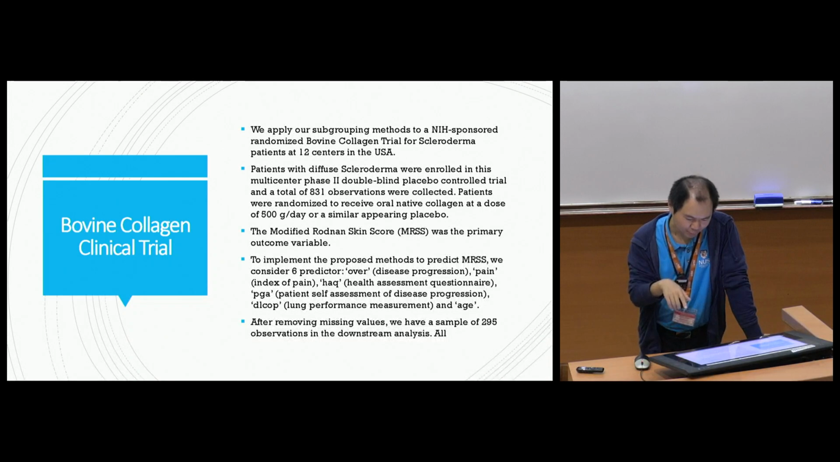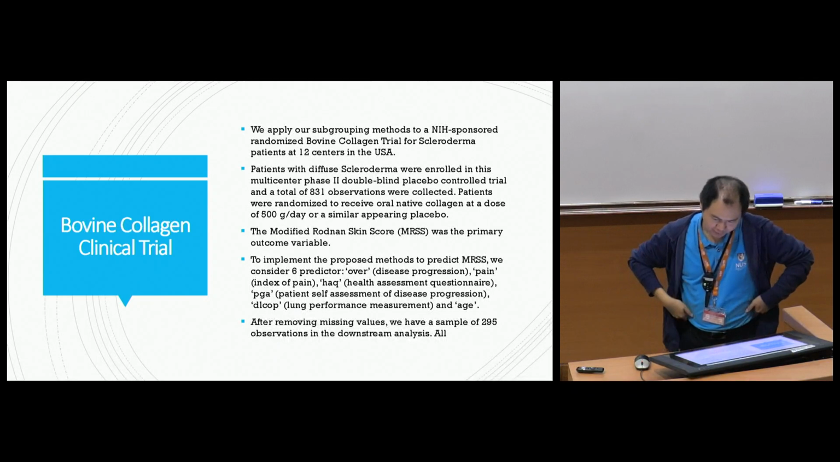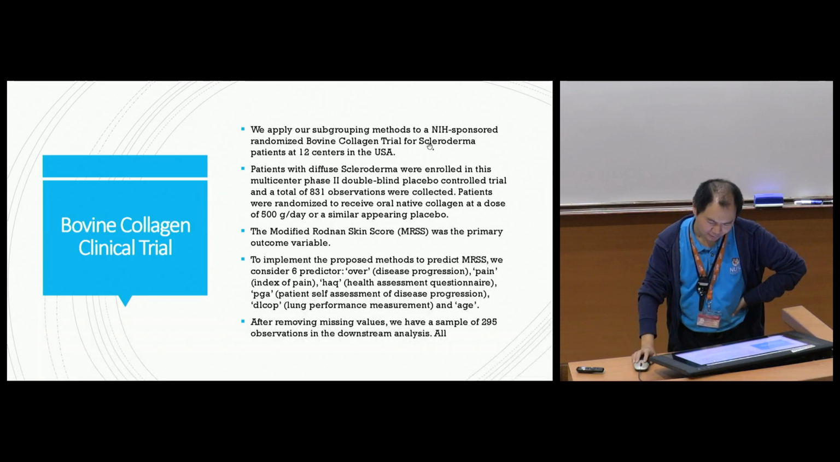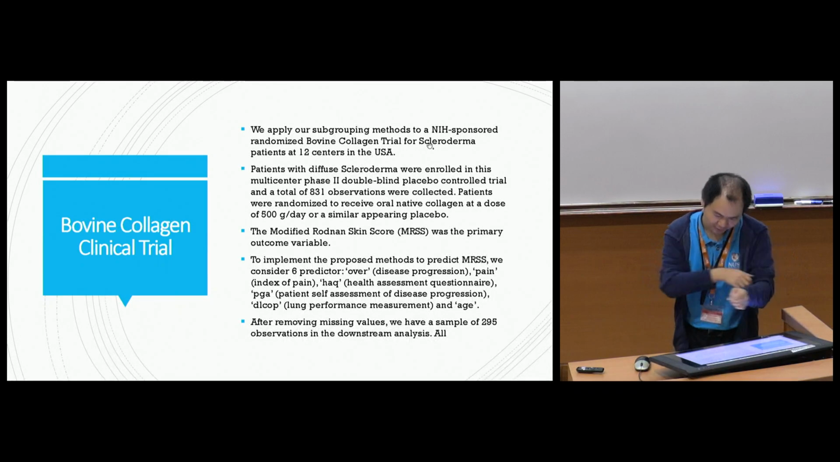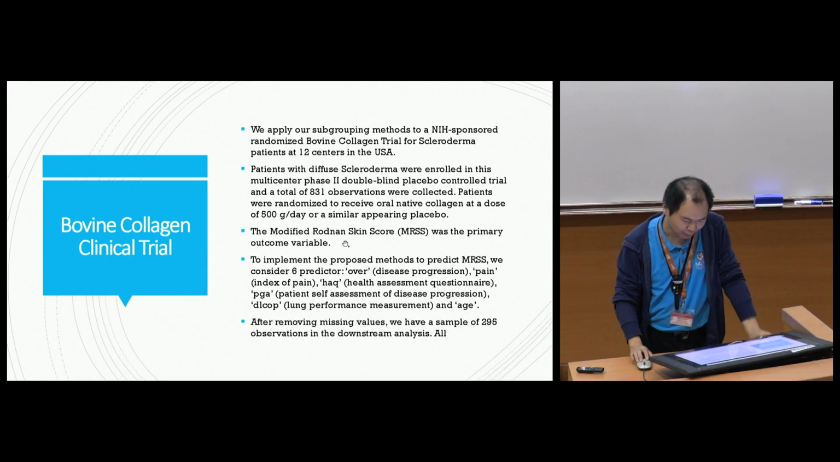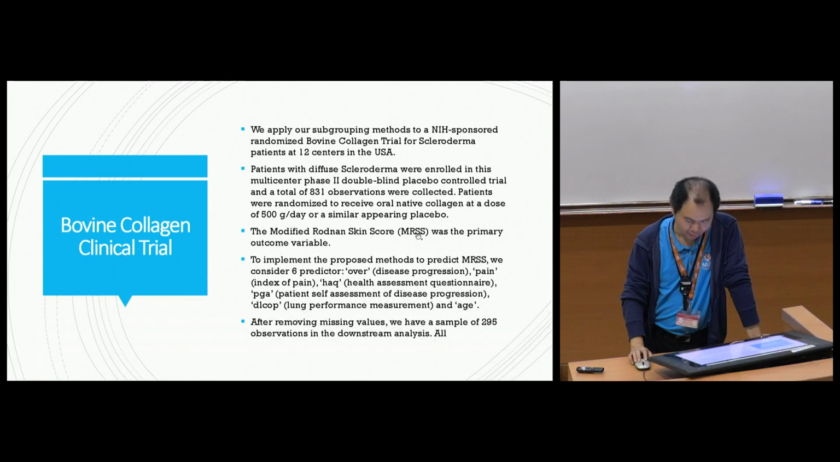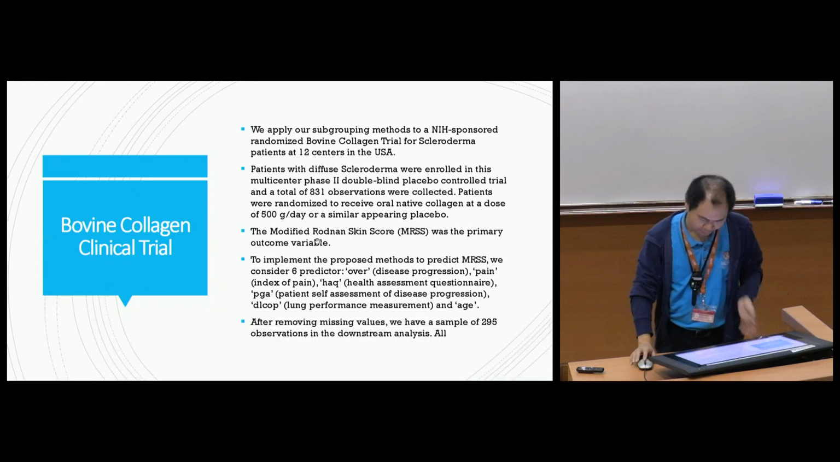The example is from Wenke. Wenke is my longtime collaborator from UCLA, and he has a very wonderful data set from a scleroderma trial, which he was involved in. In this trial, the response variable is the MRSS score. This is a measurement for the patient, which measures the severity of the disease. This is the primary outcome variable.